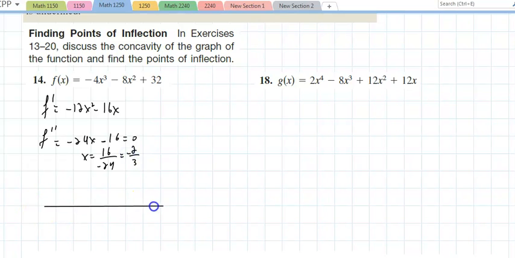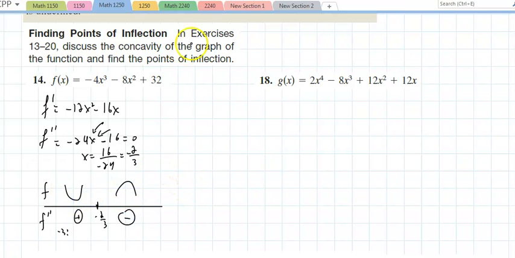So I have one point to test. It's a possible inflection point, but we're not sure. There's the second derivative, there's f. If I pick a point to the left of negative 2/3, let's say negative 3, that will make it negative 2, 48 minus 16 is positive. And if I pick a point to the right of negative 2/3, let's say 0, if I put a 0 there, that would be negative. So concaving up, concaving down.